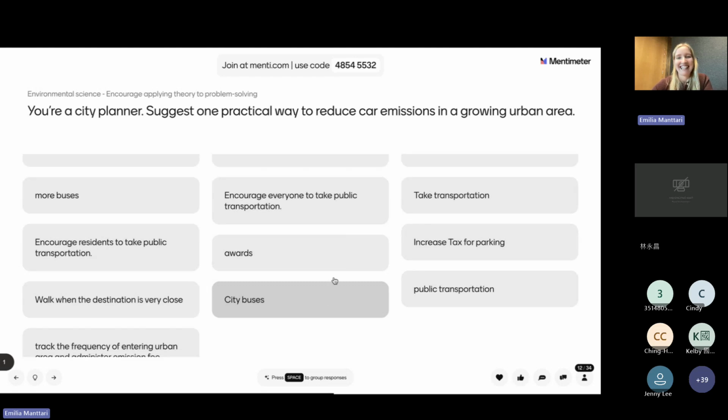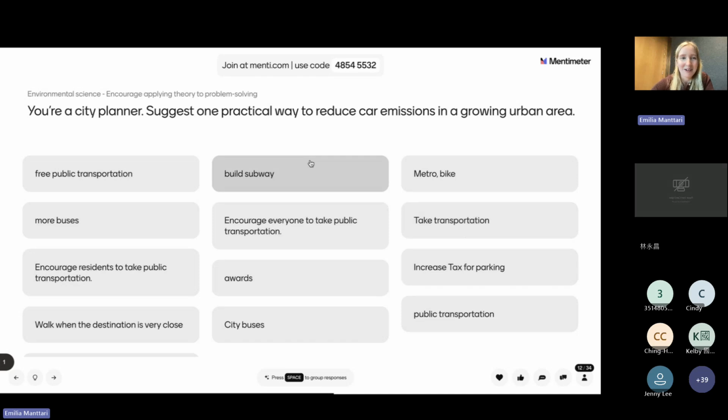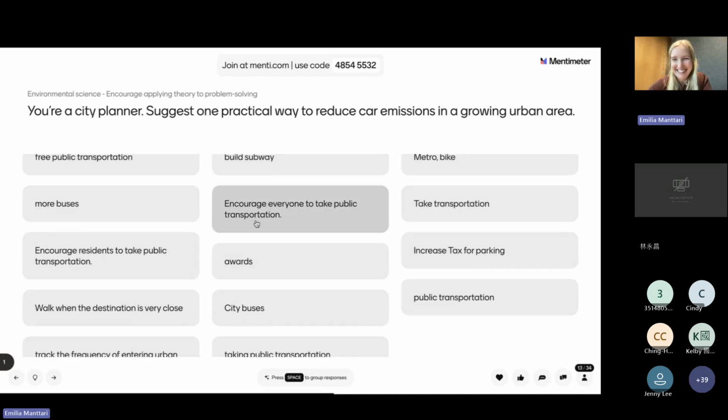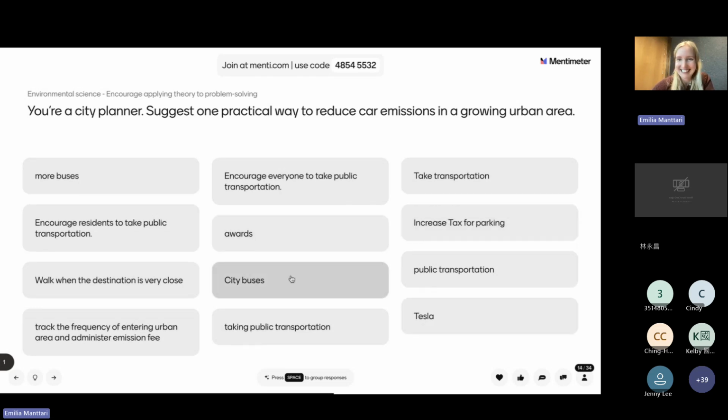Perfect. And then here, of course, if I wanted to, I could again group the responses, so I don't need to go through all of these. But yeah, we have a couple of differing opinions as well. So awards and increased tax for parking. I love that. City buses, Tesla as well, great. Track the frequency of entering urban area and administer emission fee.